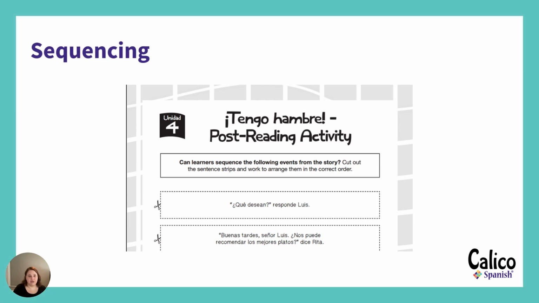The next activity that you can do is sequencing. So this is an example from level C, our Tengo Hambre comic in Unit 4. There are sentence strips that learners will cut out, and they have to organize them in the order in which they occur in the story. You can also do this with images. So all of our comics come as a PDF. So what you could do is actually cut out the comic squares and have learners organize the images with the text if they need the image support. If you think, okay, I think we can do it without the illustrations, then the activity provided is the way to go.